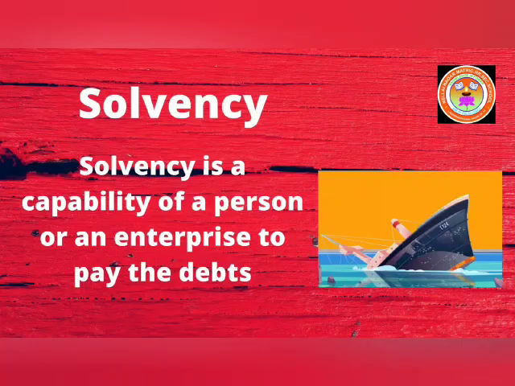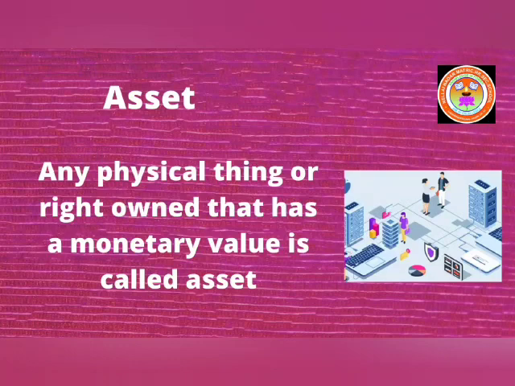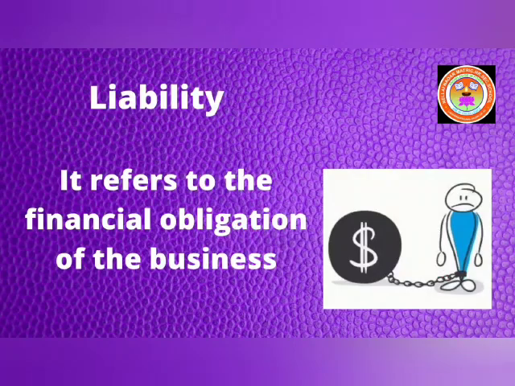Solvency. Solvency is the capability of a person or an enterprise to pay the debts. Insolvency. Insolvency is the incapability of a person or an enterprise to pay the debts. Asset. Any physical thing or right owned that has a monetary value is called asset. Liability. It refers to the financial obligation of the business.